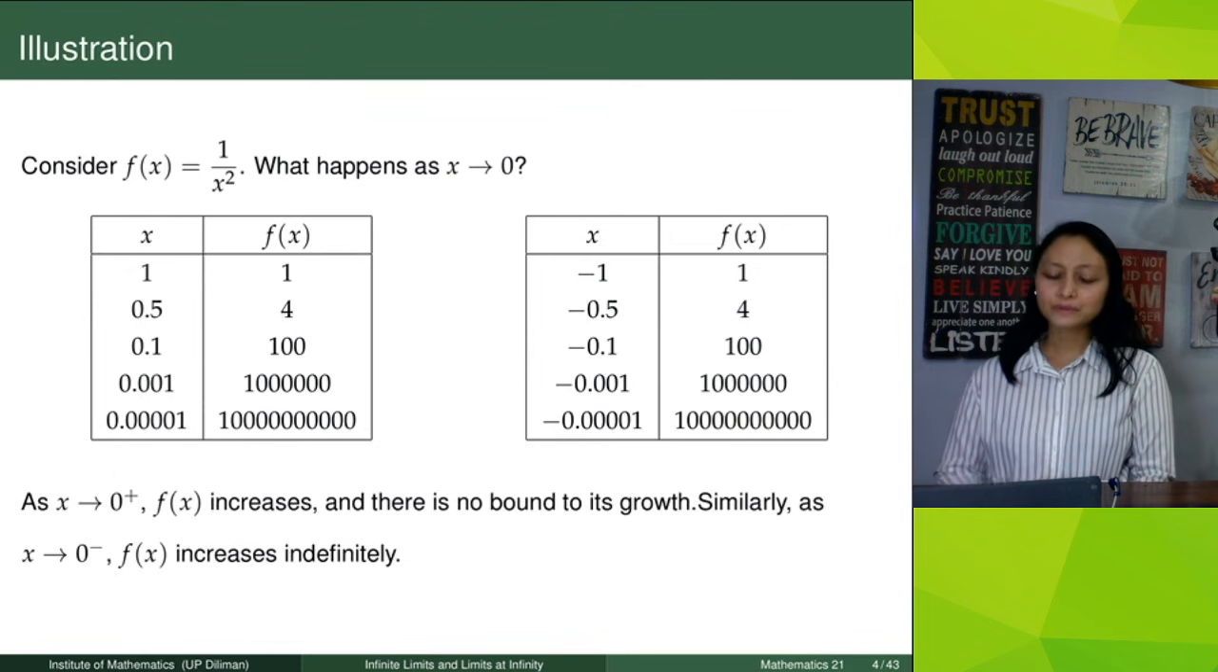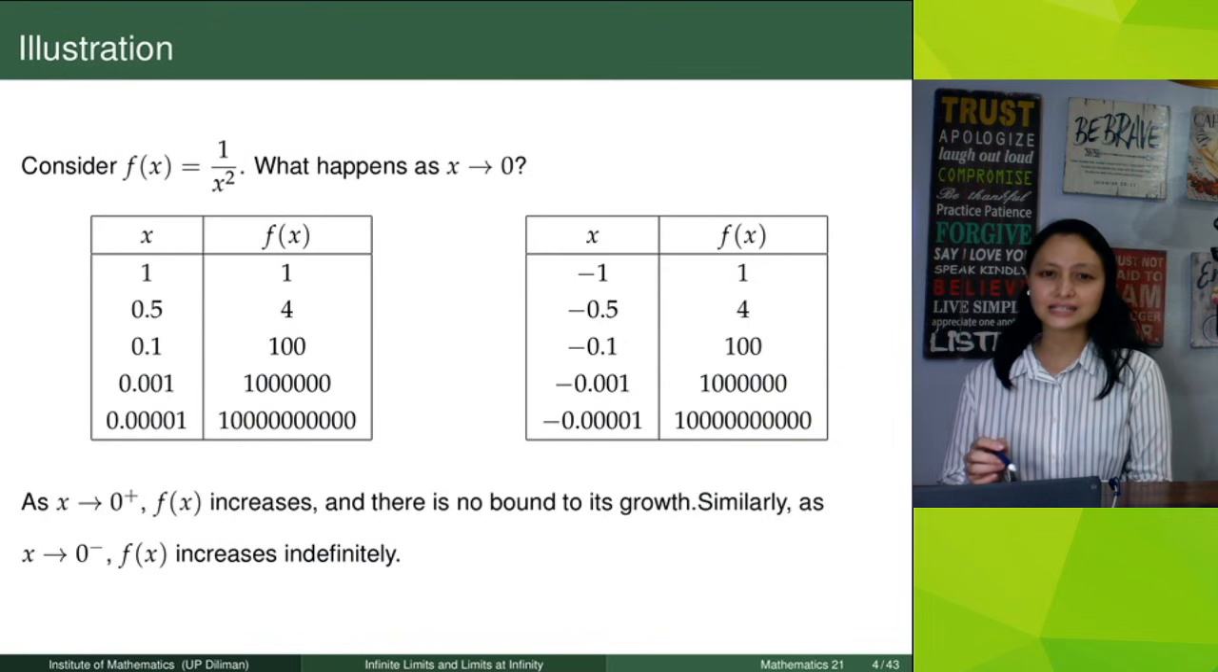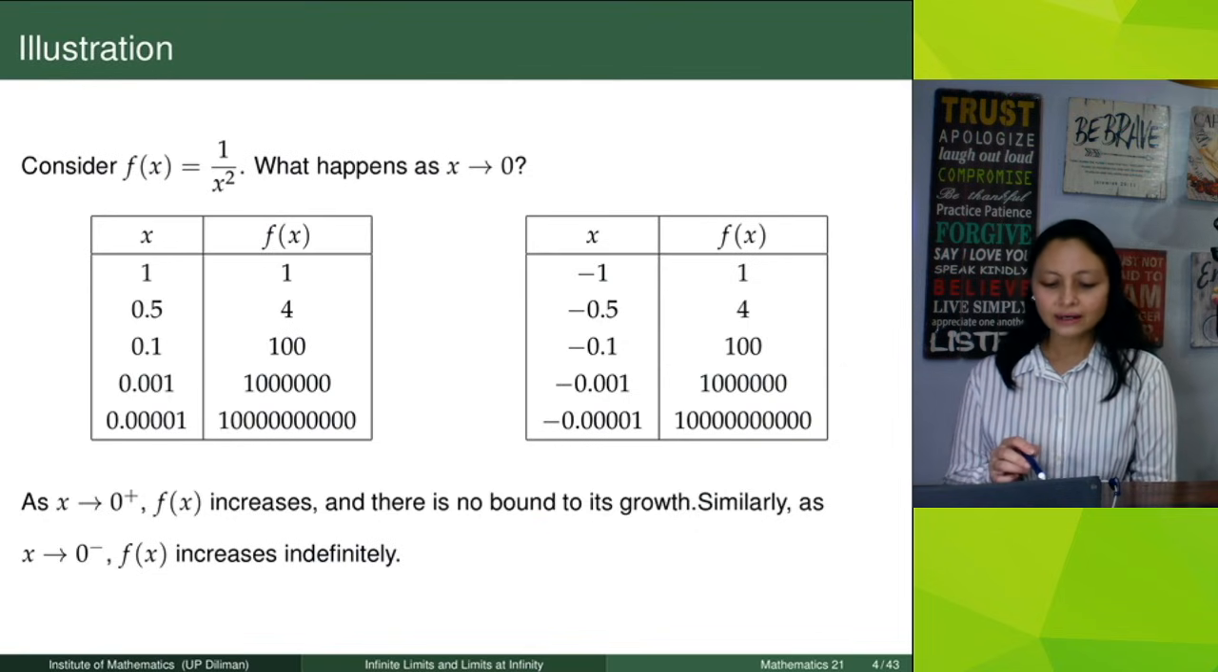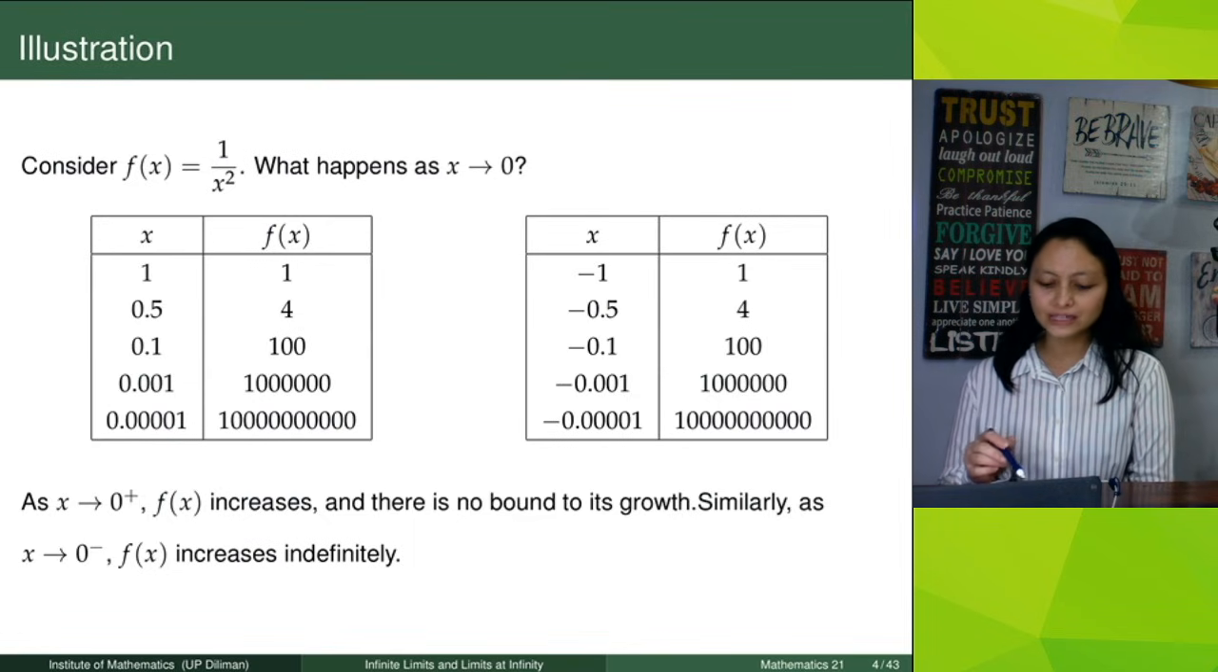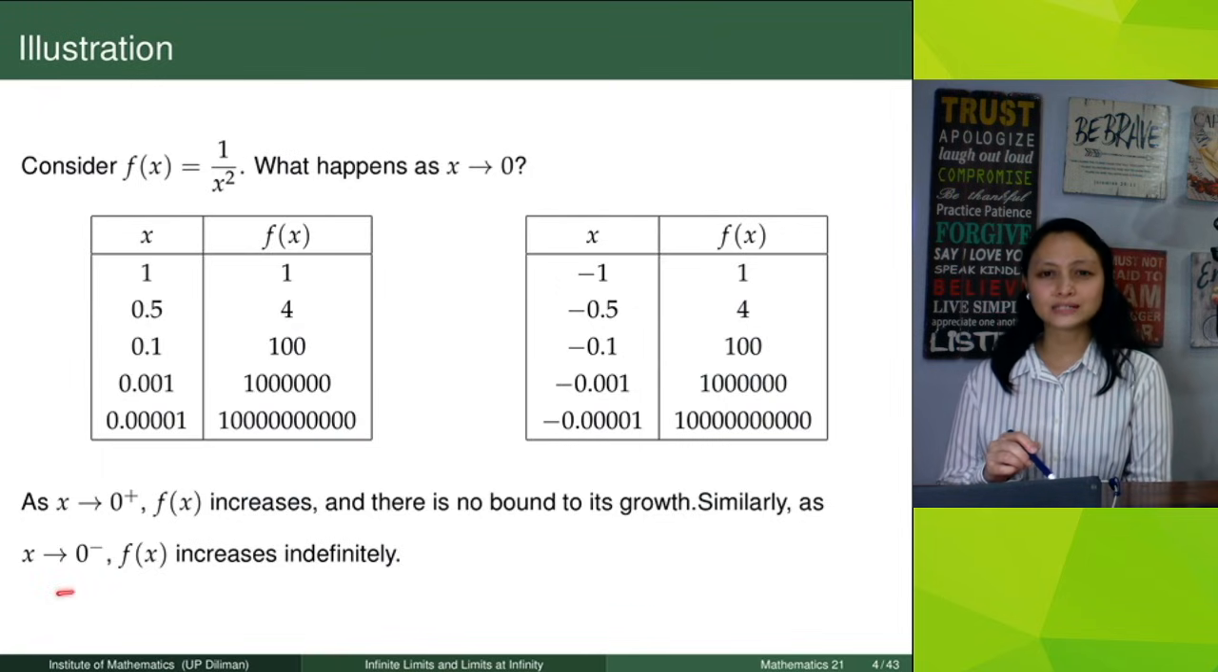As x approaches 0 from the right, or as x approaches 0 through positive values, f of x is increasing. And there is no bound to its growth. You can choose values closer to 0, and you expect the value of f of x to be greater. Similarly, as x approaches 0 through negative values, f of x is also increasing indefinitely.